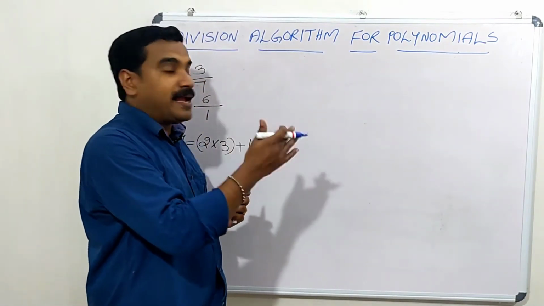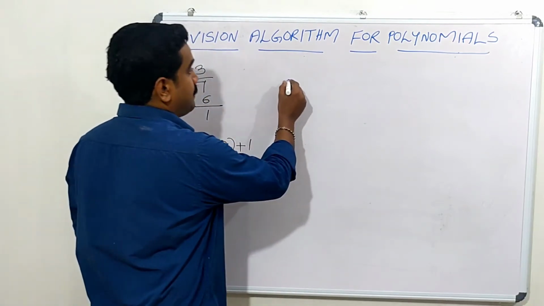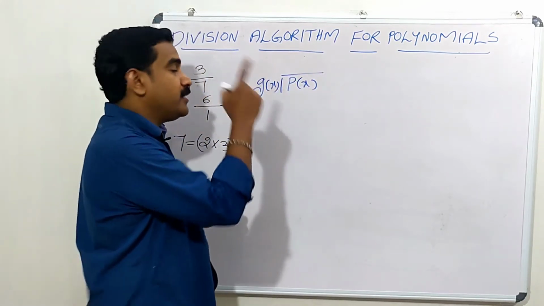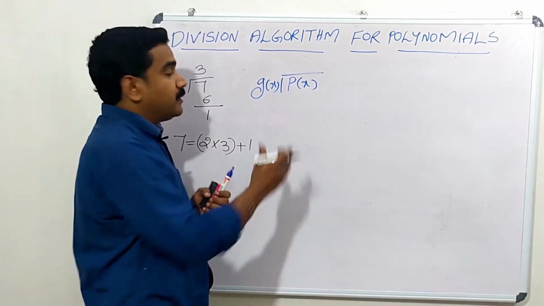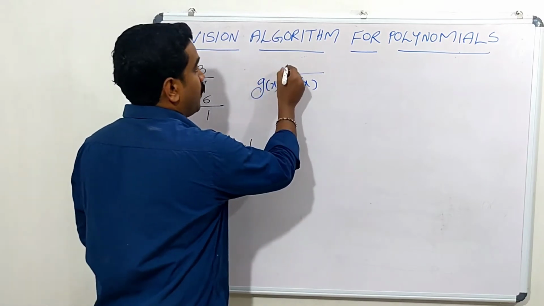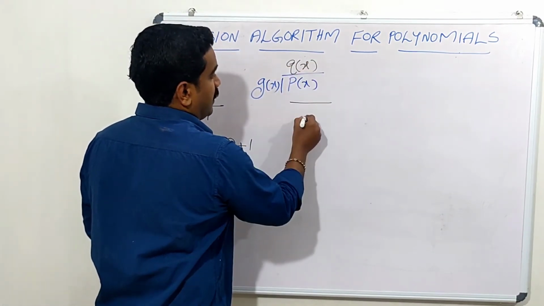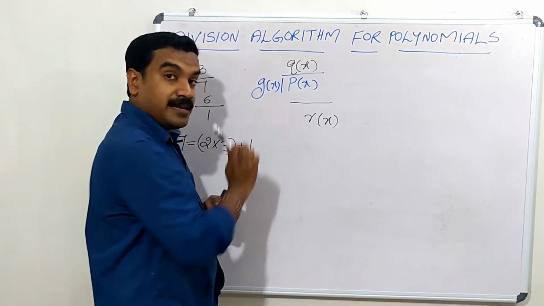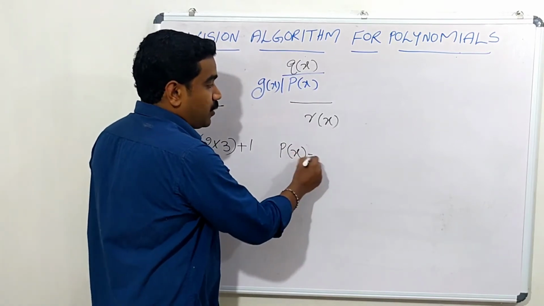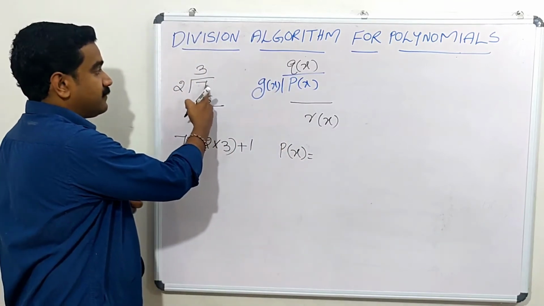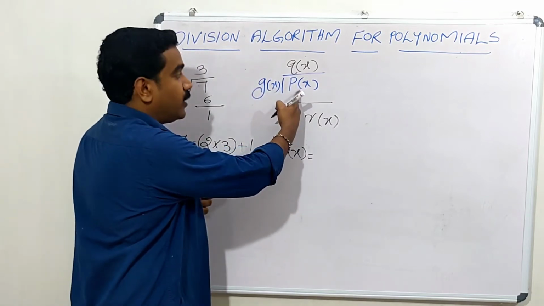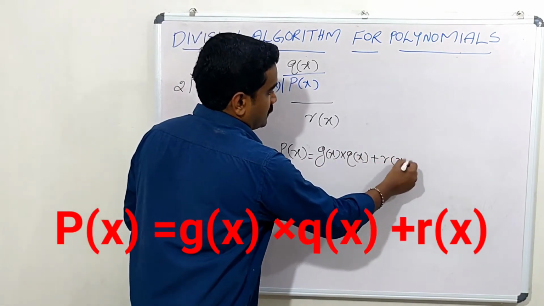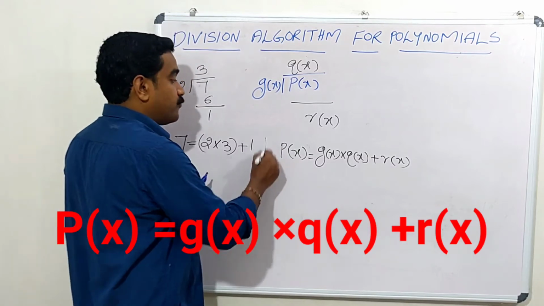So how can we apply the division algorithm to polynomials? Suppose p of x is a polynomial. If you divide p of x by another polynomial g of x, obviously the quotient is also a polynomial. Suppose the quotient is q of x and the remainder is r of x. Just like 7 equals 2 into 3 plus 1, here p of x equals g of x into q of x plus r of x. This is known as the division algorithm for polynomials.